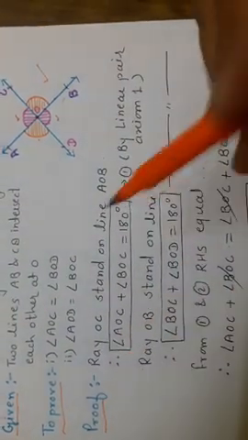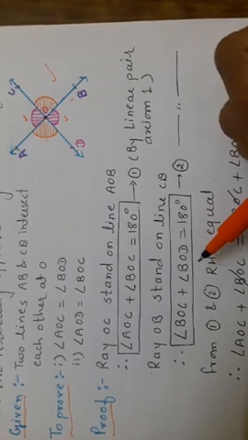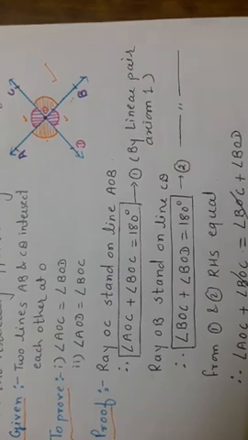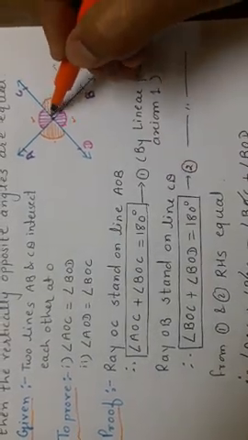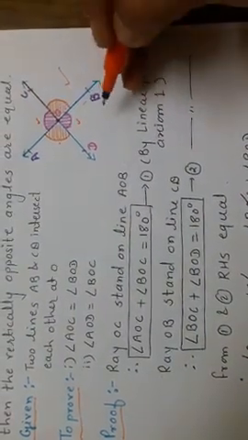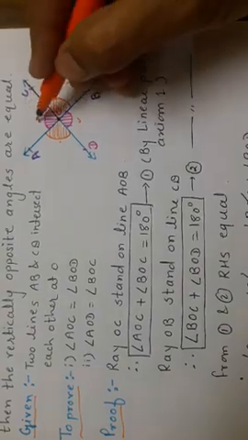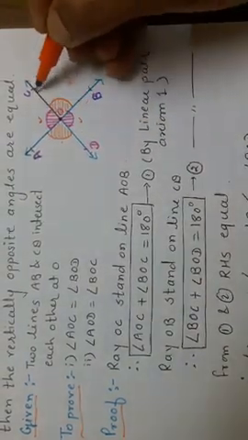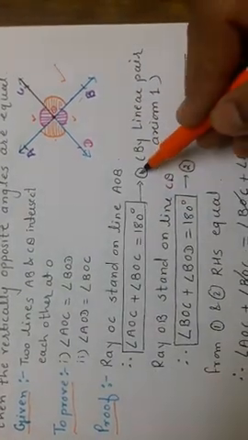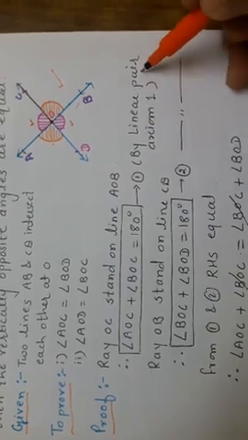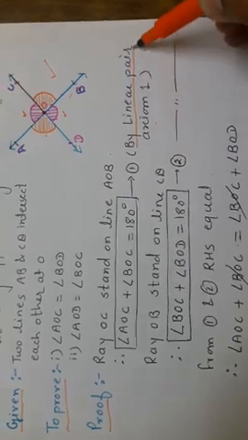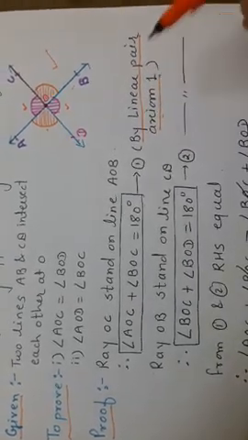So we have seen in the first part the axiom of a linear pair. When we say that ray OC stands on the line AB, they form a pair of linear angles. That is angle AOC plus BOC is equal to 180 degrees. We will call this equation 1. From where have we written this? By the linear pair axiom.